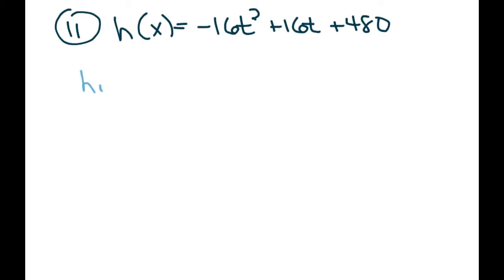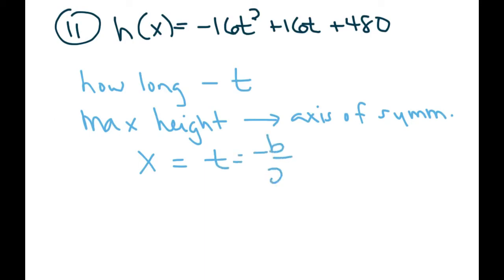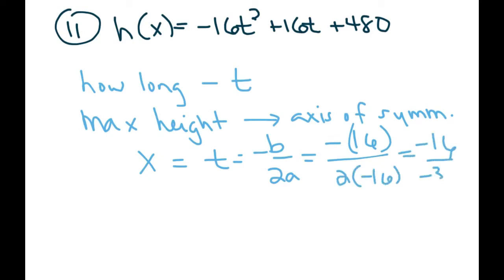First of all, the question says how long, which means they're looking for time, but they want to find at what time he hit his maximum height, which means we're looking for the axis of symmetry. Again, except instead of x, it's t, and it's still negative b over 2a, so it's negative 16 over 2 times negative 16, so it's negative 16 over negative 32, which is 1/2, or 0.5. So 1/2 a second, 0.5 seconds.